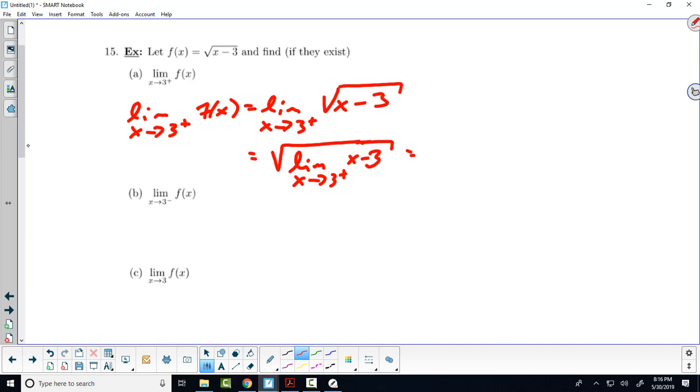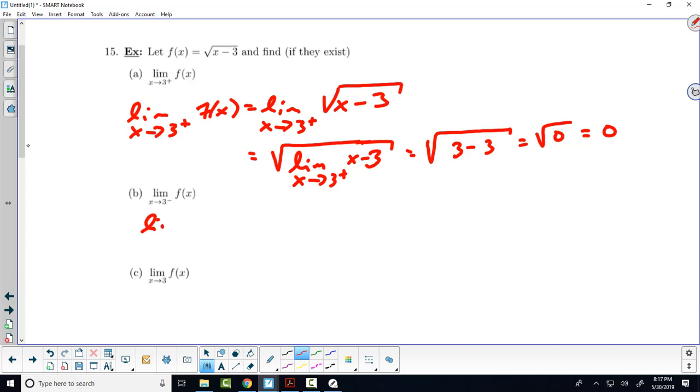But now, what can I do with the limit part of this? Just apply the direct substitution property. So what does this give me? This gives me the square root of 3 minus 3, which is equal to the square root of 0, which is equal to 0. Everybody, square root of 0 is? 0.